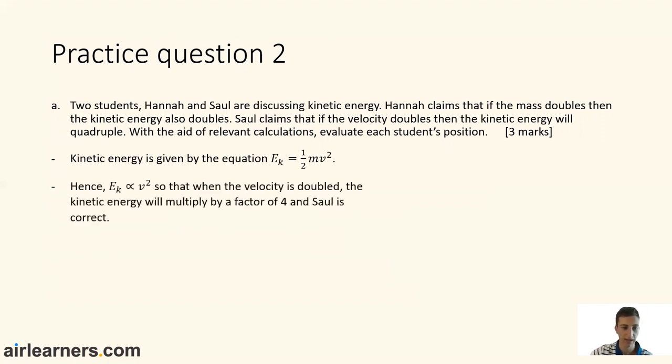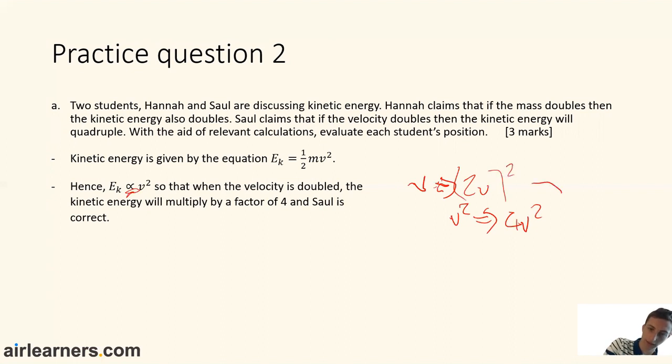So EK is proportional to, that's what this symbol means over here, v squared. So that when the velocity is doubled, the kinetic energy will multiply by a factor of 4. And Saul is correct. So what that means is that when v becomes 2v, we get v squared becoming 4v squared. That makes sense, because when you square this, you get this result over here. So excusing the handwriting, that's how you get that quadrupling. So that's why it will multiply by a factor of 4.